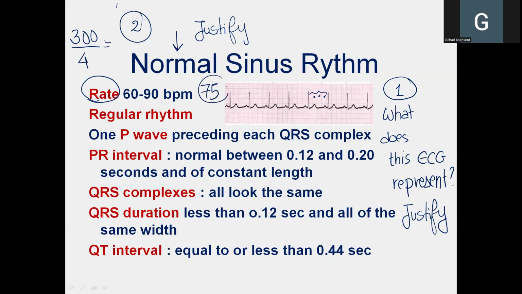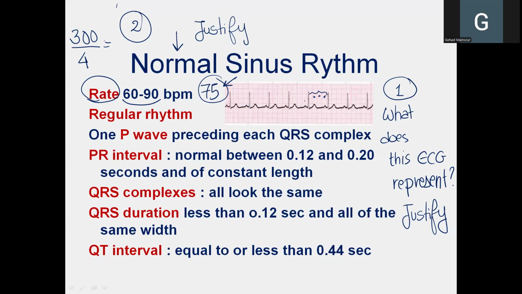So I don't want you to say that in this ECG strip or in normal sinus rhythm in general, the rate is between 60 and 90 beats per minute. But I want you to say that in this particular ECG strip, I calculated the heart rate and it was 75 beats per minute. And this lies in the normal range, which is 60 to 90.